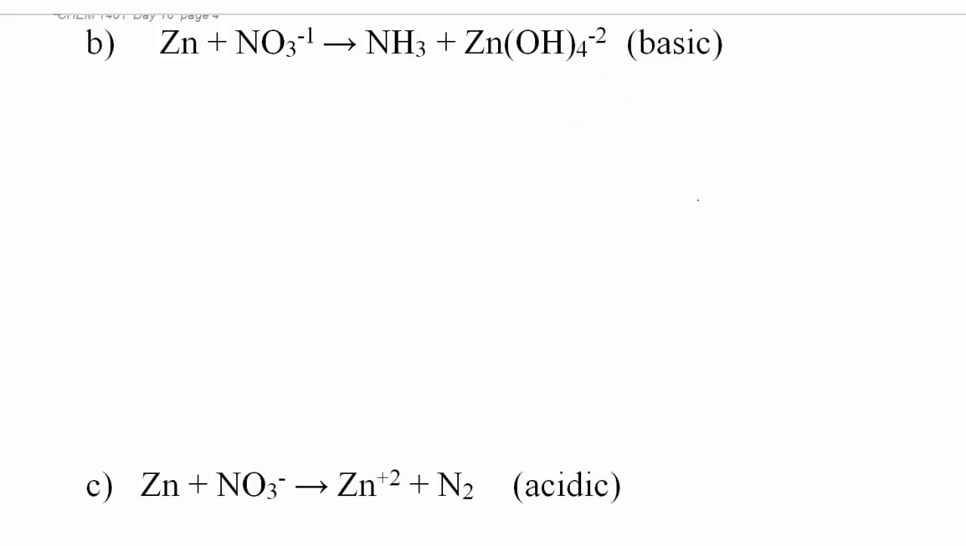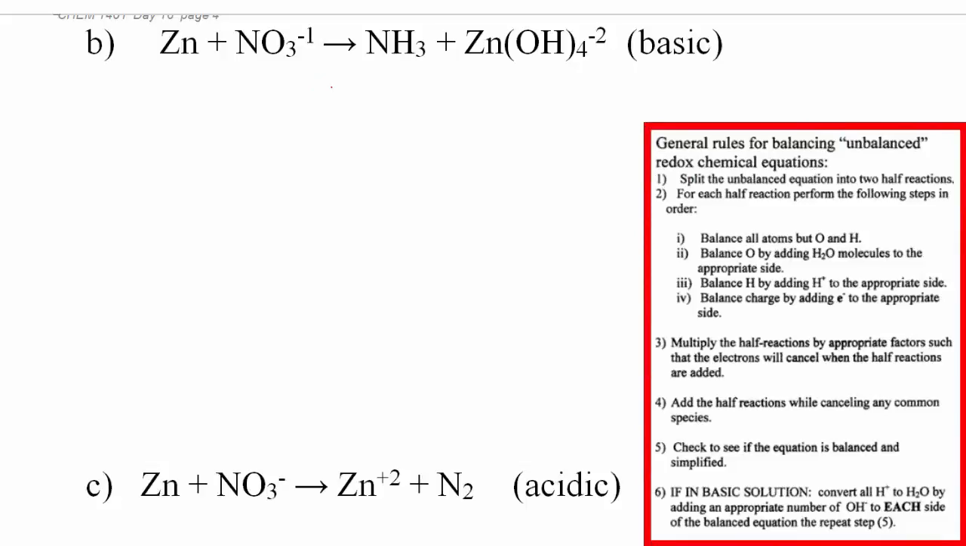Here's another basic solution. So I've got zinc going to this zinc complex. Balance everything but O and H. Done, because there's 1 zinc on both sides. Balance O by adding H2O. I have 4 oxygens, so I better add 4 waters. Balance H by adding H pluses. I have 8 hydrogens on the reactant side, only 4 on the product side, so I need 4 more. Now I have 8 hydrogens on both sides.